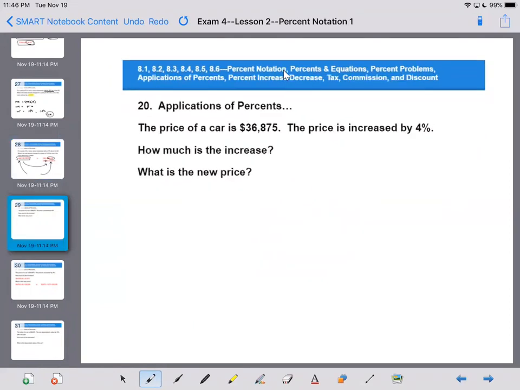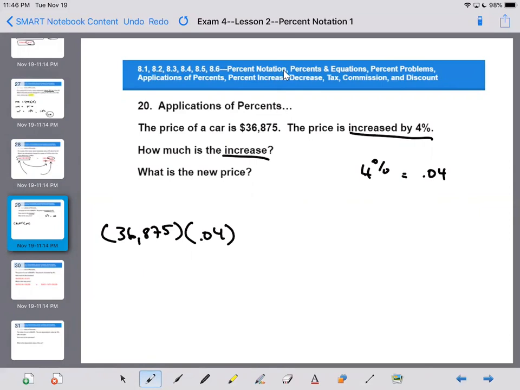So here we've got a price of a car, and we notice that the price increases by 4%. If I want to know the price increase, then I need to take 36,875, and I'd like for you to change 4% to a decimal, which would be 4/100ths. When you take 36,875 and multiply it by 4/100ths, you're going to get 1,475. That was the increase.